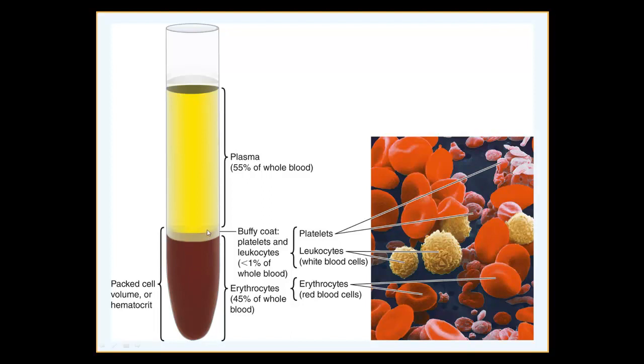And in between you will have what we call the buffy coat. That's where the white blood cells and the platelets are. And then you will have the clear plasma. If you leave the blood to coagulate, and we'll talk about the coagulation process later on, and then you spin it down, then what's left here would be serum, not plasma.